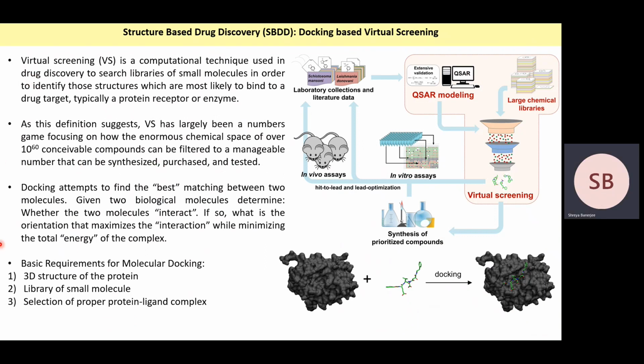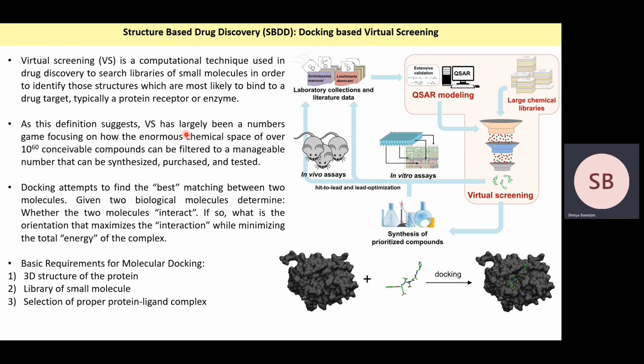The second kind of structure-based drug discovery is called docking-based virtual screening. So virtual screening is a computational technique used in drug discovery to search libraries of small molecules in order to identify those structures which are most likely to bind to a drug target, typically a protein receptor or enzyme.